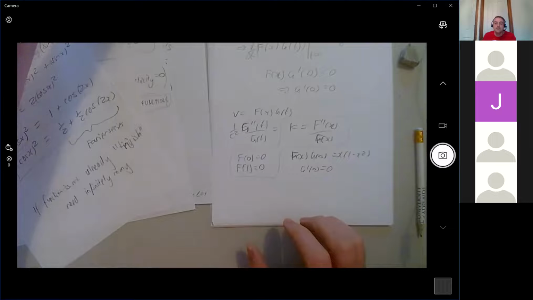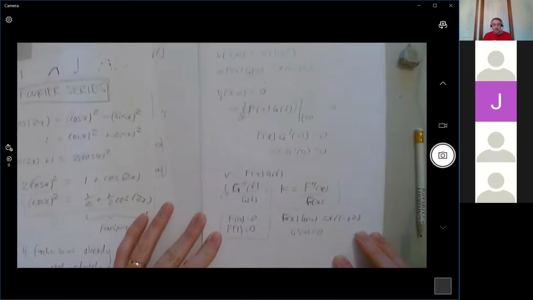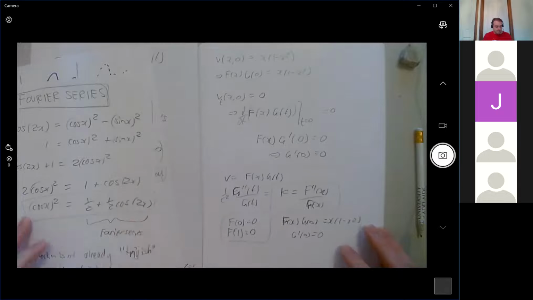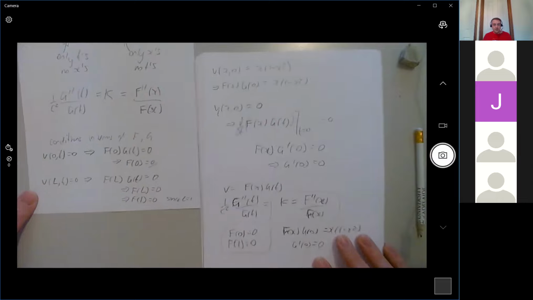Could you shift the page just up a little bit to see the top again? There. Thank you. So that's all the stuff with the conditions. Is that what you wanted to see? Yeah, that's fine. I'll just take note of that. Thank you.